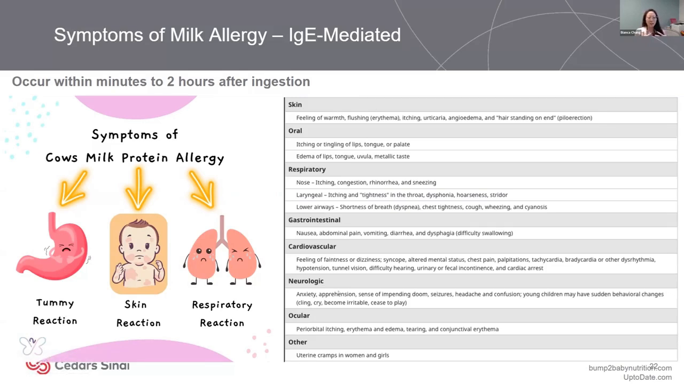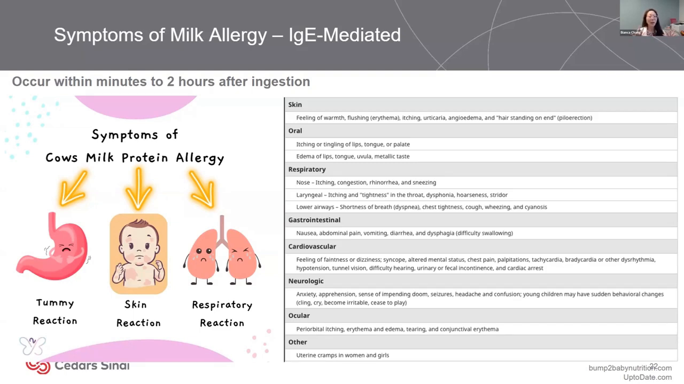So the skin reactions can be feeling flushed as well, angioedema, which is swelling. You can feel like your hair is standing on end. Some oral symptoms can be itching or tingling of the mouth or the tongue. Respiratory reactions can be itching in your nose, congestion, a runny nose, sneezing. Laryngeal symptoms can be hoarseness, dysphonia, so a change in your voice, itching and tingling in your throat. Of course, it can result in shortness of breath, chest tightness, wheezing.